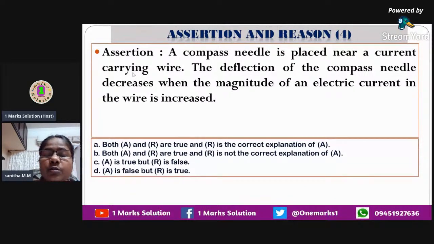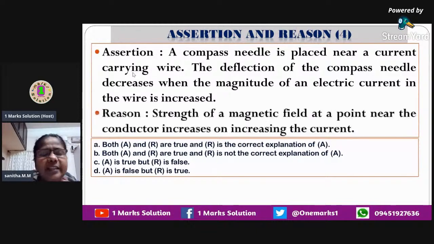So the needle also deflects more. So the assertion is not correct. It is false. Please keep it in mind. When the strength of the current increases, deflection also increases. When the direction of the current is reversed, the deflection also gets reversed. All that depends. Magnetic field depends on the electric current.